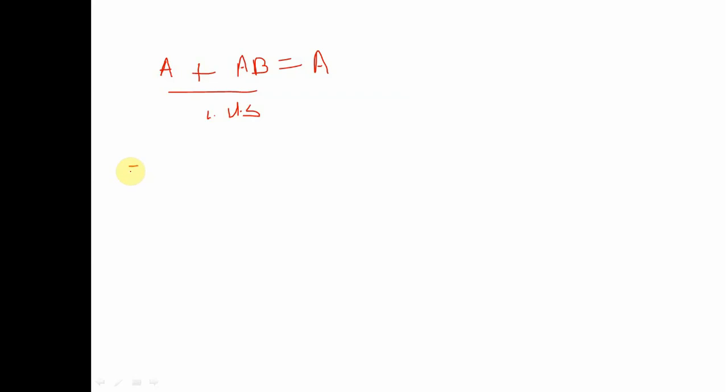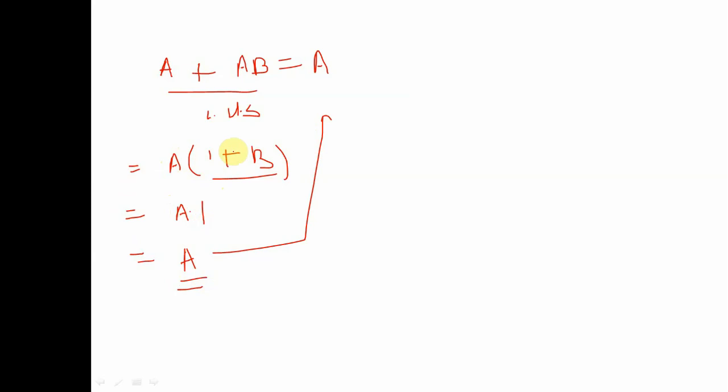First simplify the LHS side. The common term is A, and the remaining term is 1 plus B. 1 plus B is nothing but 1, and A dot 1 is nothing but A. So this is the left hand side, and this left hand side is similar to the right hand side.